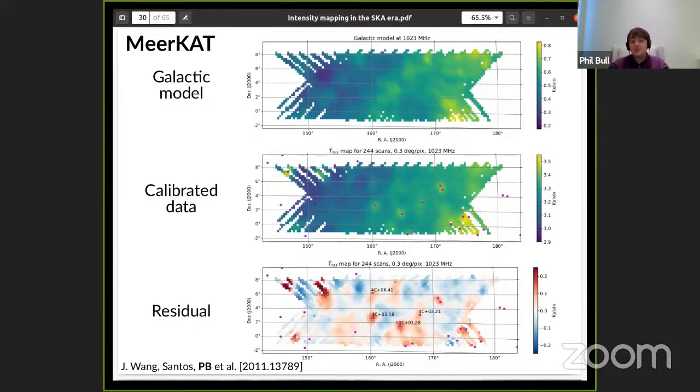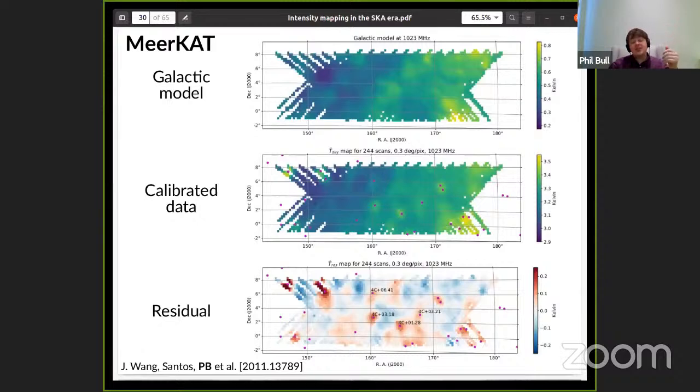any 21 centimeter emission. We haven't observed for long enough to make the noise level low enough to see the 21 centimeter emission yet. That will require more survey time. But hopefully from the residual, you can see that it's actually done a pretty good job of seeing these individual magenta points here, which are known radio sources.